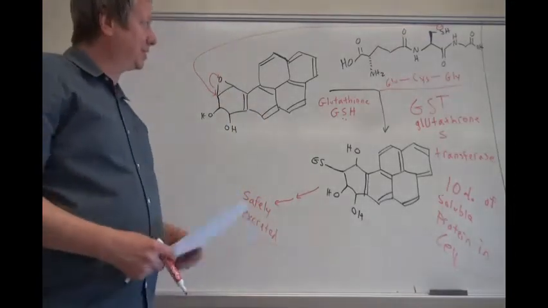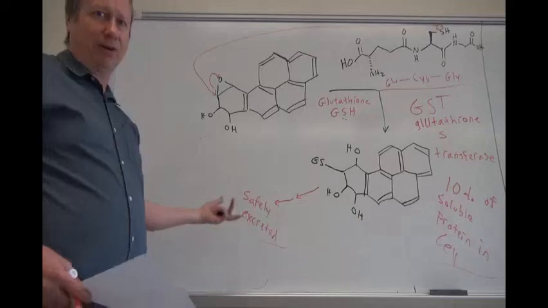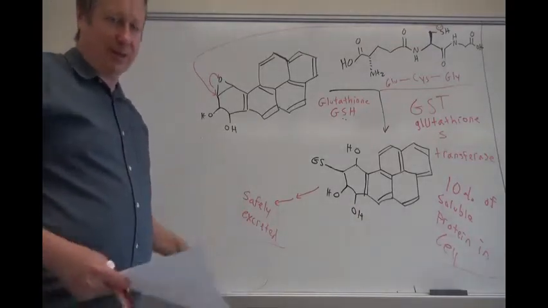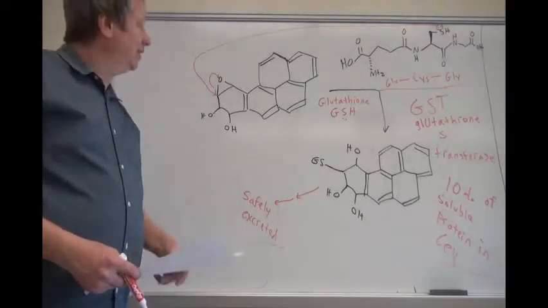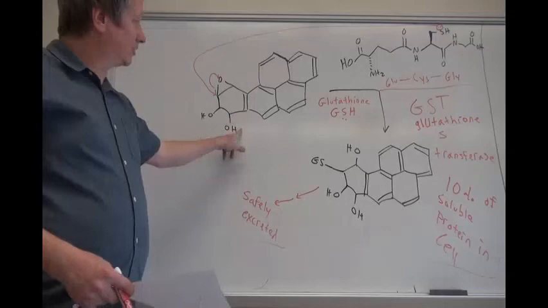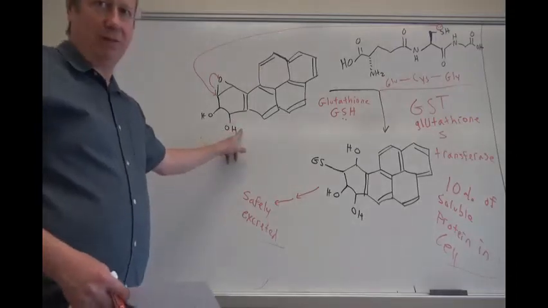All right. So this is glutathione, and how glutathione is kind of like a scavenger system that saves your DNA from what we might call an electrophilic insult. This is an electrophilic insult that might give you cancer. Okay?